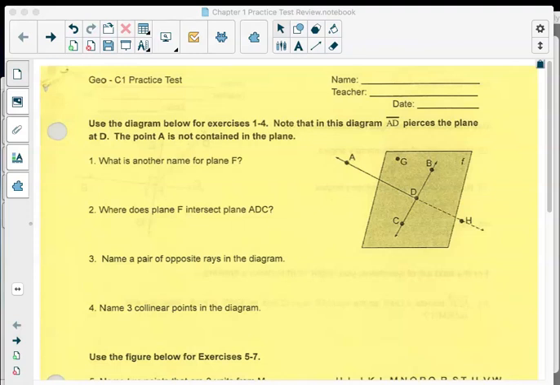Okay, geometry students, this is the Chapter 1 Practice Test Review. You'll be correcting this, so if there's an issue with doing something, make sure you seek out enlightenment. Okay, and our first question.